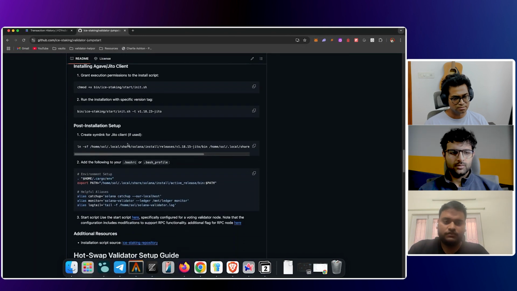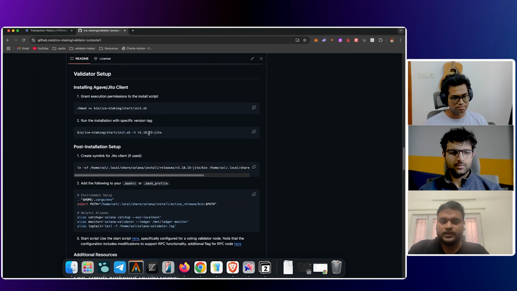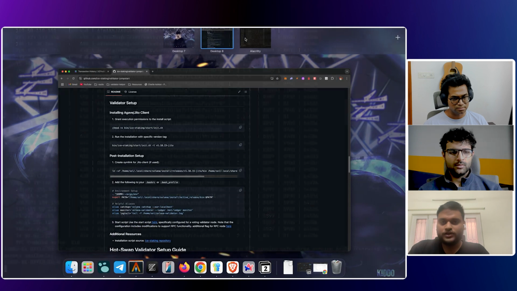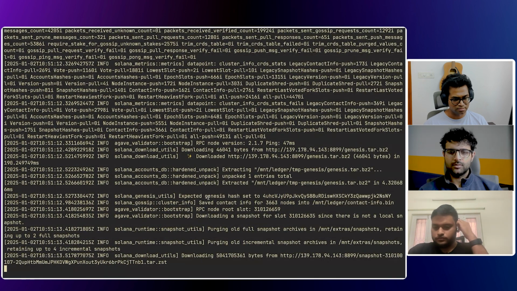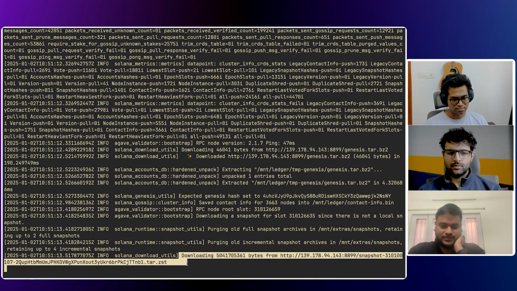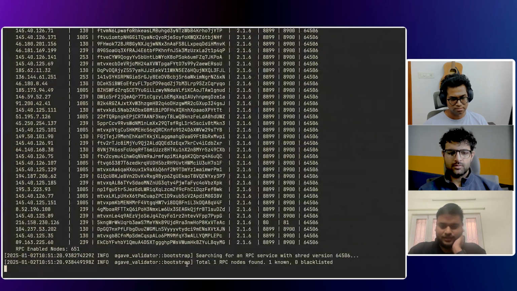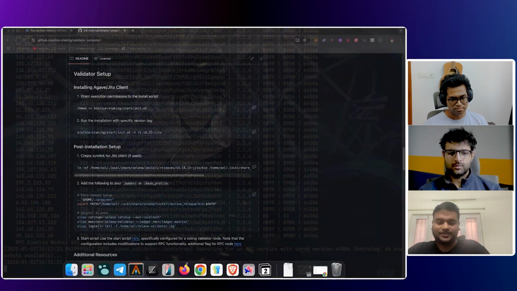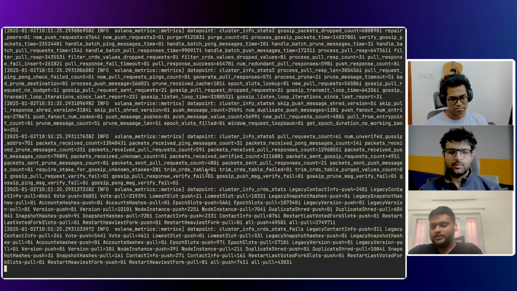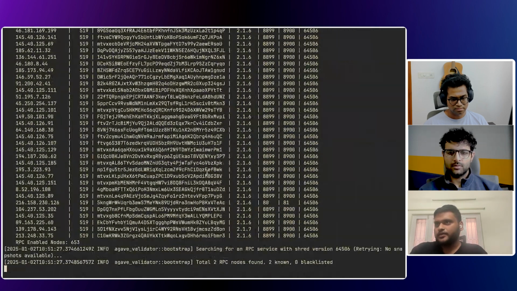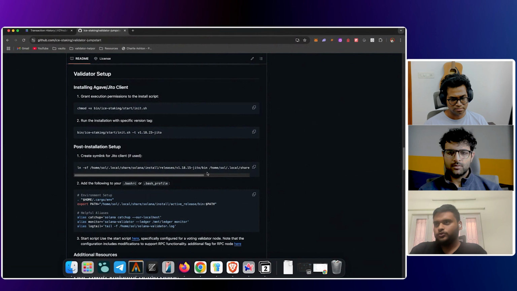And I have a custom script, because the client that I showed you running here is called Agave. Also, we found a snapshot and it's trying to download it. Basically this client is Agave, and this is the primary client. There's another client by Jito that is forked off Agave and has some MEV stuff involved.